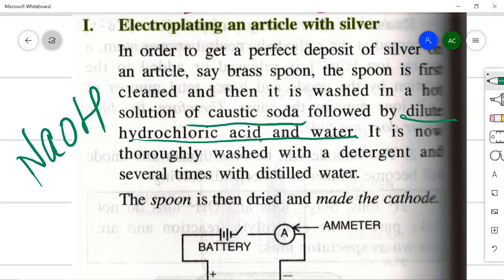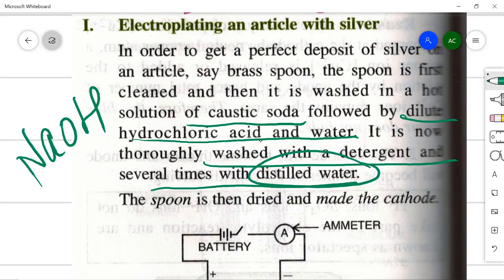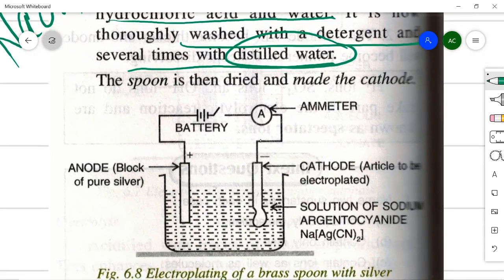So it will be very effectively cleaned. The brass spoon is cleaned very nicely by using these two substances, and then it is washed with a detergent and several times with distilled water. Why is distilled water used? Because it is the purest form of water, it has no residue, it has no salt on it. If you wash it with tap water, it may have dissolved impurities, so those impurities may be there on the spoon. The spoon is then dried and made the cathode.